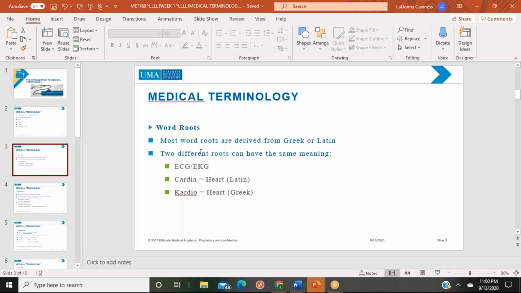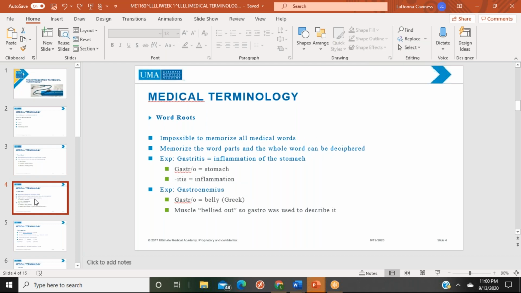Word root. Word roots are derived from Greek or Latin. Two different roots can have the same meaning. So here's an example of that. ECG, EKG. Cardi, CARDIA equals heart in Latin. Cardio, CARDIO equals heart in Greek.